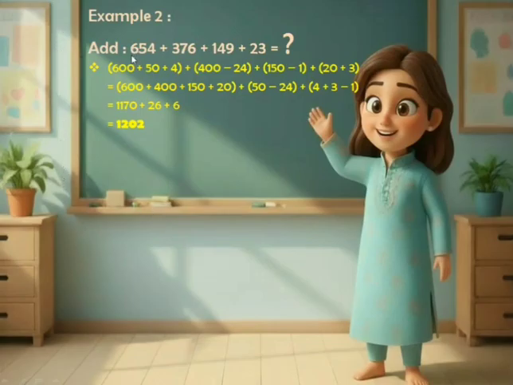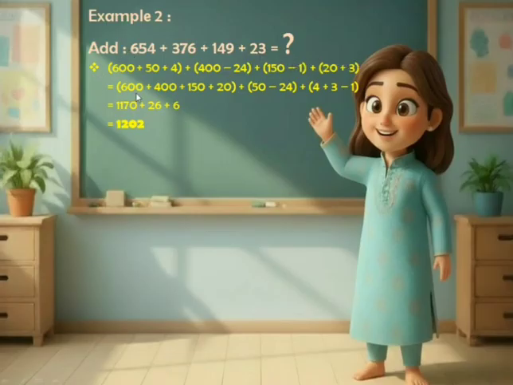We are going to add 654 plus 376 plus 149 plus 23 using our second Vedic sutra for addition, Sankalan Vyaklanabhyam. So again we split these numbers into 2 to 3 parts. 654 is split as 600 plus 50 plus 4. 376 is split as 400 minus 24. 149 is split as 150 minus 1 and 23 is split as 20 plus 3.